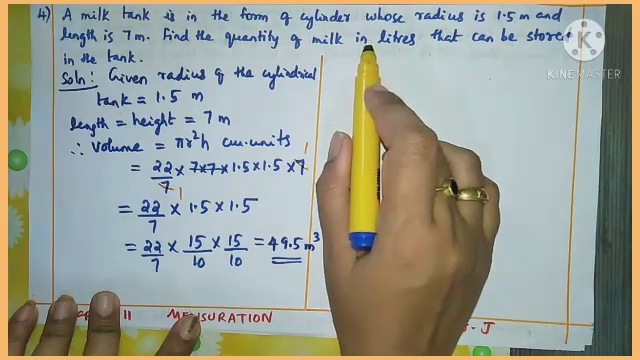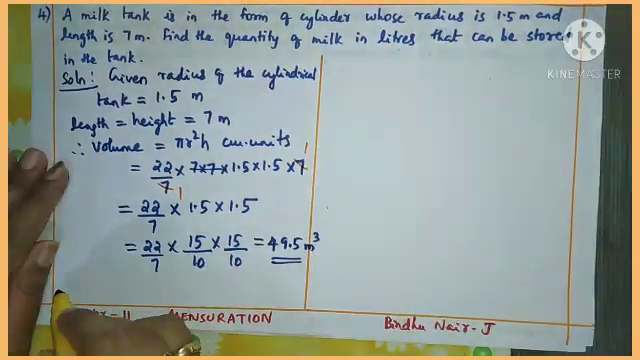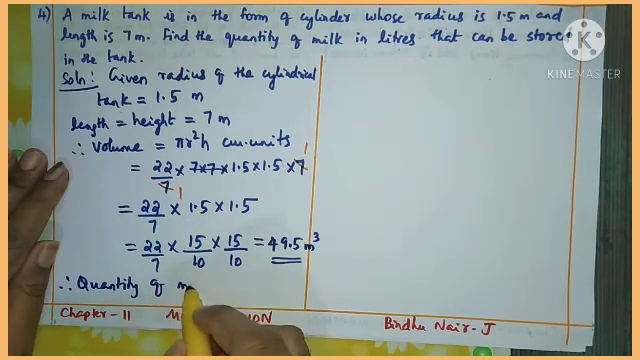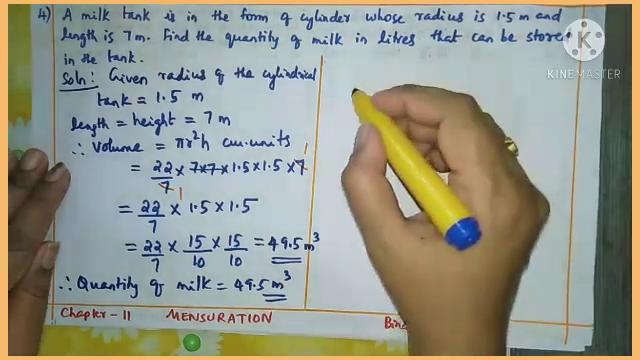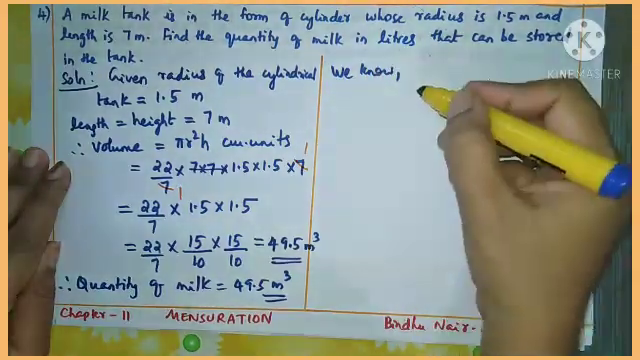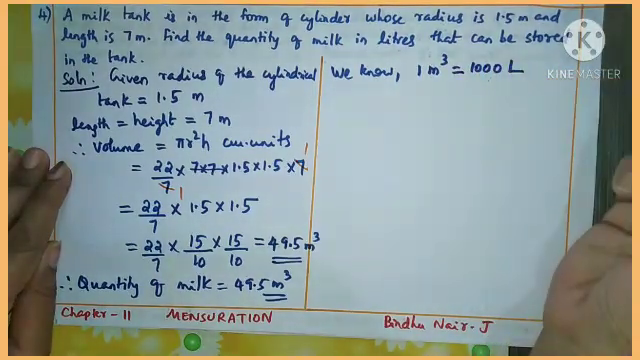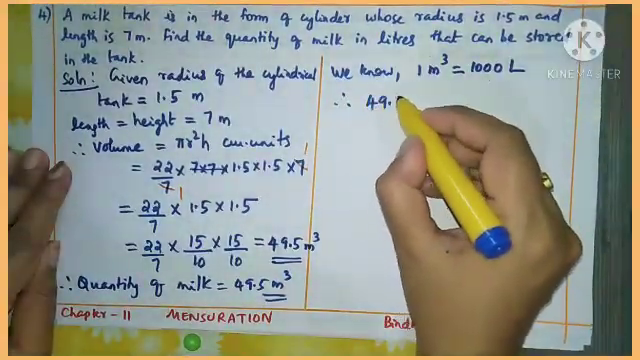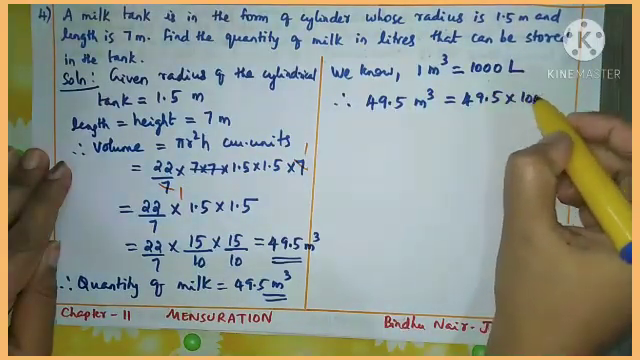So you want to write the conversion between meter cube and liters. Therefore, quantity of milk is equal to 49.5 meter cube. Now we need to write the conversion. So we know what is the conversion? 1 meter cube is equal to 1000 liters. So therefore, how many meter cube we have? 49.5 meter cube is equal to 49.5 into 1000.